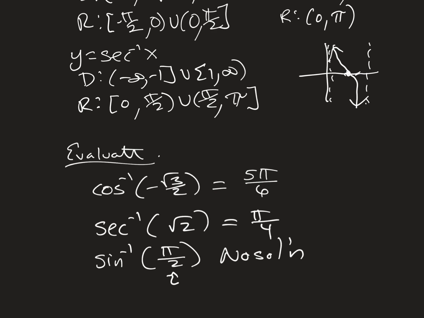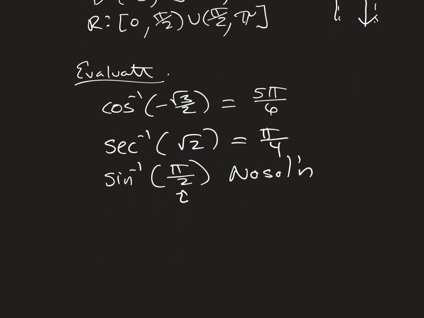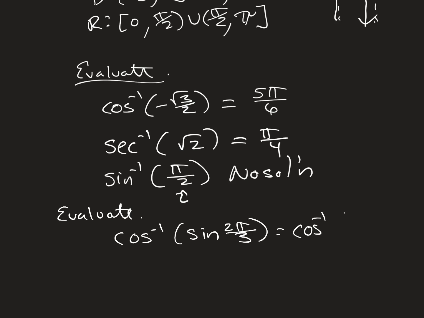All right, let's do something a little bit different. Expanding in a little bit more, still evaluating without a calculator: inverse cosine of sine of 2 pi over 3. Luckily we know sine of 2 pi over 3, so this would be inverse cosine of root 3 over 2. And the inverse cosine of root 3 over 2, I'm going to give a quadrant 1 angle, pi over 6.